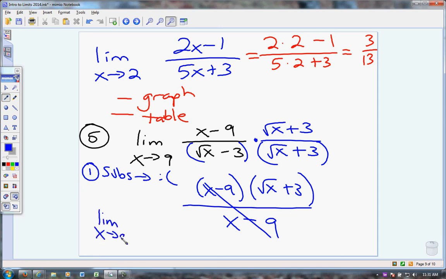And now I can take the limit as x approaches 9 of the square root of x plus 3. Now I can just substitute. The square root of 9 is 3. 3 plus 3 is 6. A lot of this is just learning about function values. All right?